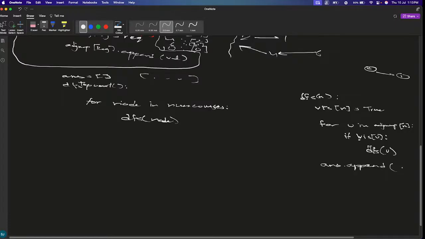So answer dot append of n. If everything is done, and there's nothing else, this will be skipped, and n will be appended. So my answer will become 1 and then 0. There you go. It's basically a topological sort. And by the way, this is important: if not visited of node, then go ahead and DFS. If it's visited, don't do it.